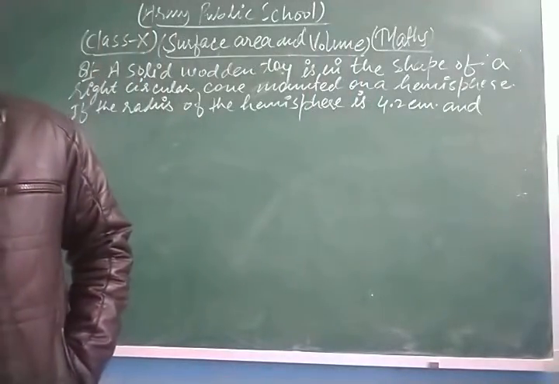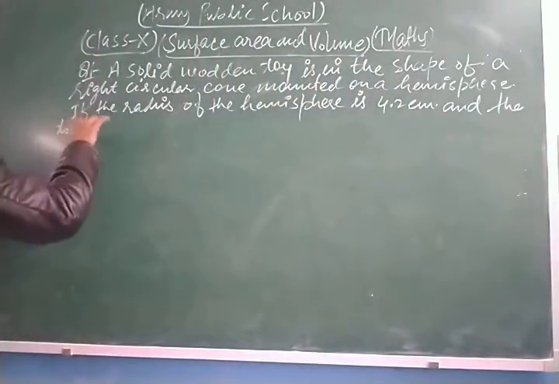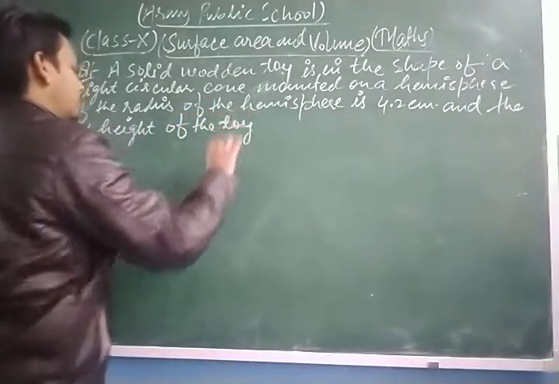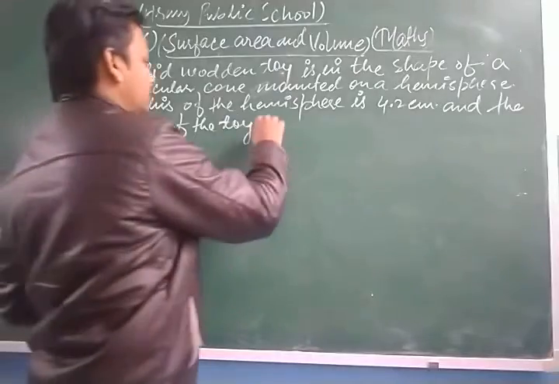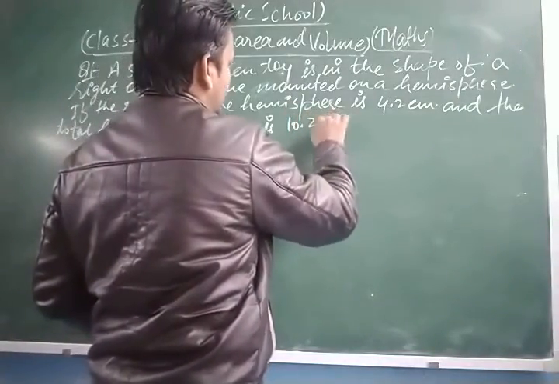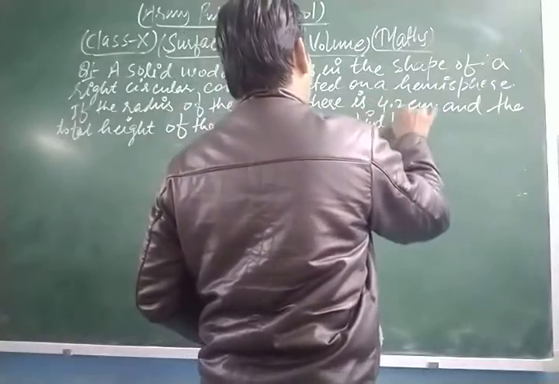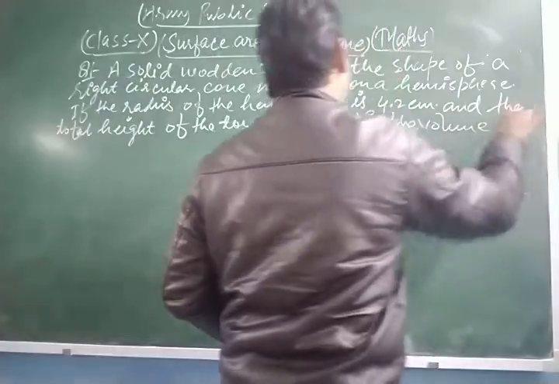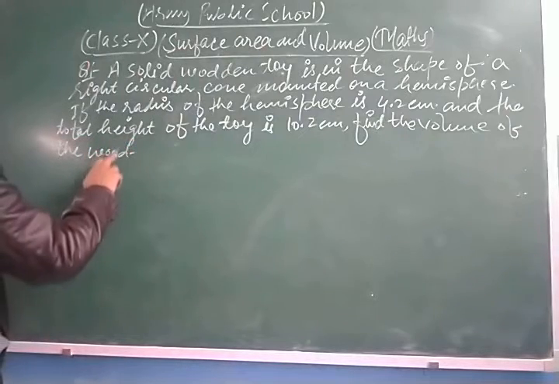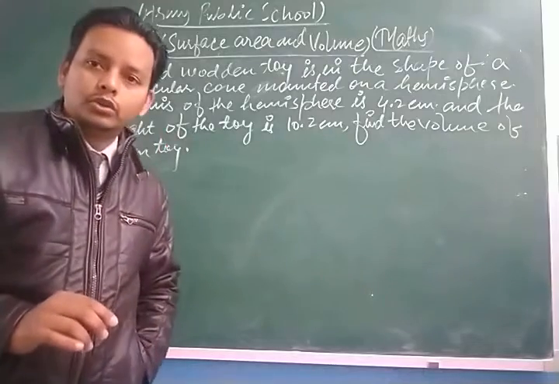and the total height of the toy is 10.2 centimeter. Find the volume of the wooden toy.